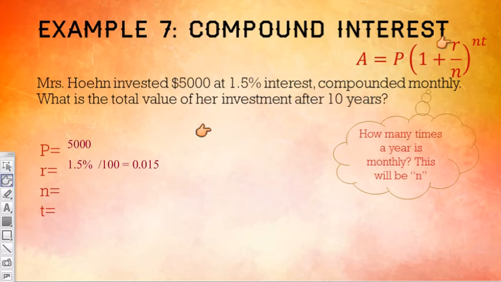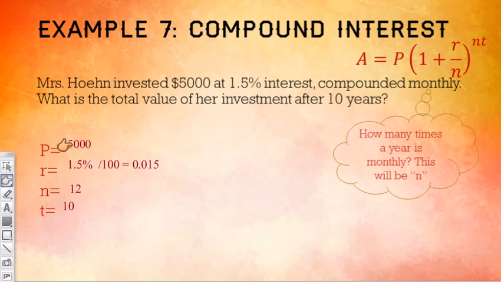Okay, now it says that it's compounded monthly. So every month in 1 year, we have 12 months. So my n value is going to be 12. And I want to know the total value of the investment after 10 years. So the total number of years that we're looking at is 10.